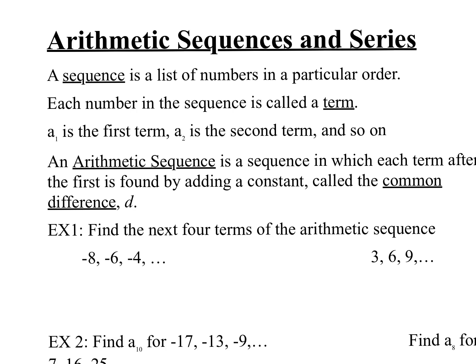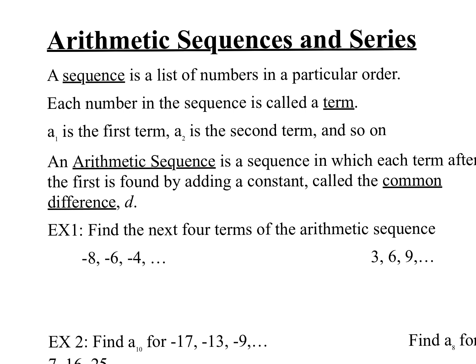So again, we're talking about arithmetic sequences today. A sequence is a list of numbers in a particular order. Each number in the sequence is called a term. A1, the little subscript, is the first term. A2 is the second term, A3, A4, right?